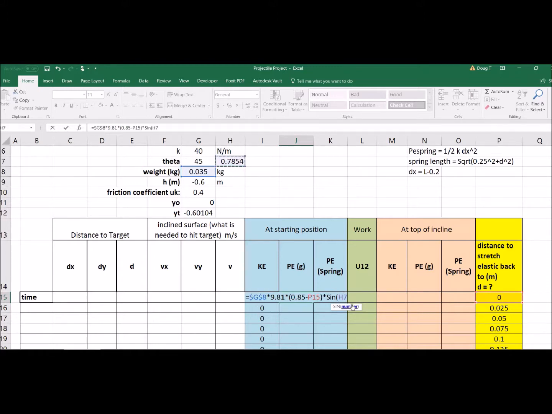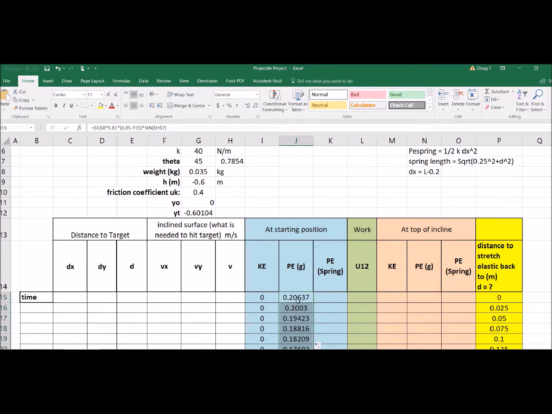So again, I'm not going to type a number in here. I'm going to bring everything back to this top table so that later on I can change my angle and it will change all of my calculations for me. So you can manipulate it. Okay, so there's my starting potential energy if I don't stretch the string back at all.